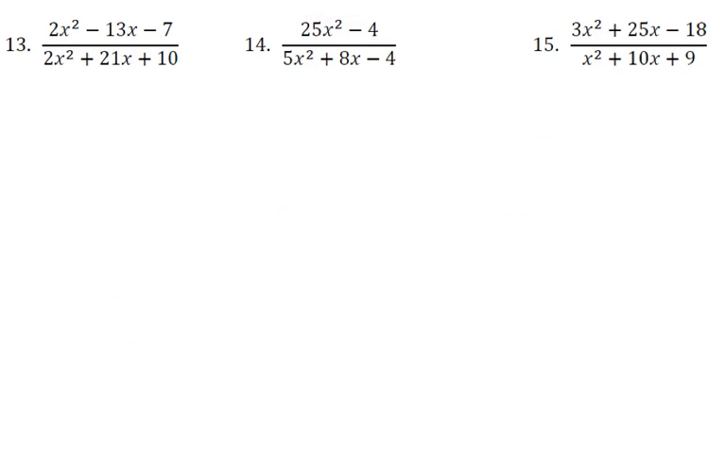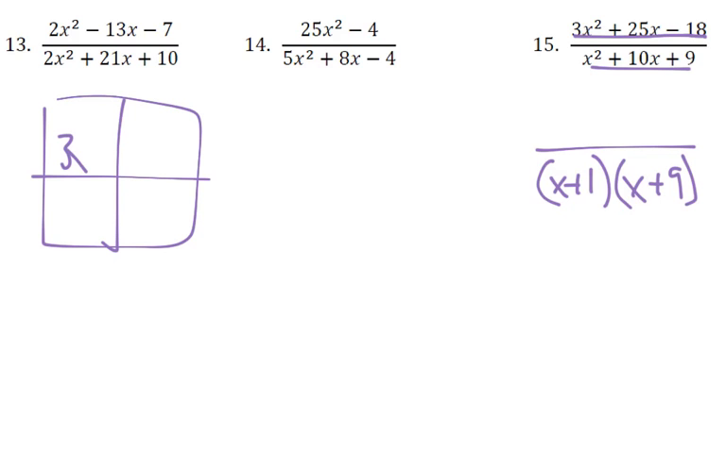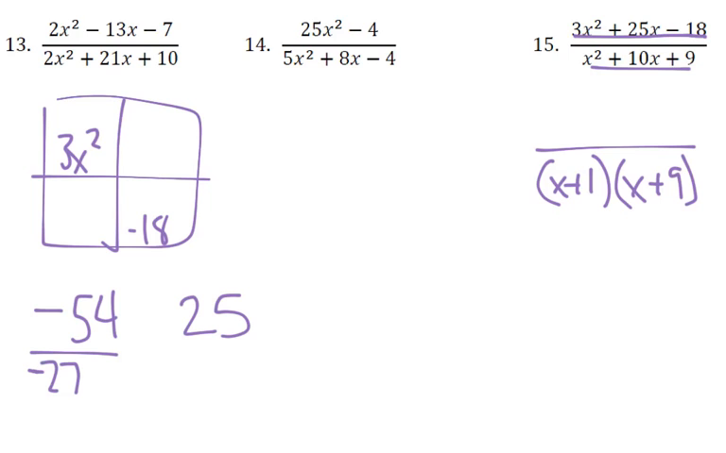Okay, number 15 now. So factor this out, factor this out. The bottom's pretty easy. Factors of 9 that add up to 10: x plus 1, x plus 9. The other side, 3x squared, plus 25x, negative 18. 3 times negative 18 is negative 54. Factors of negative 54 that add up to positive 25. Well, negative 54 divided by 2 would be negative 27. Negative 27 and positive 2? Nope, positive 27, negative 2, right?